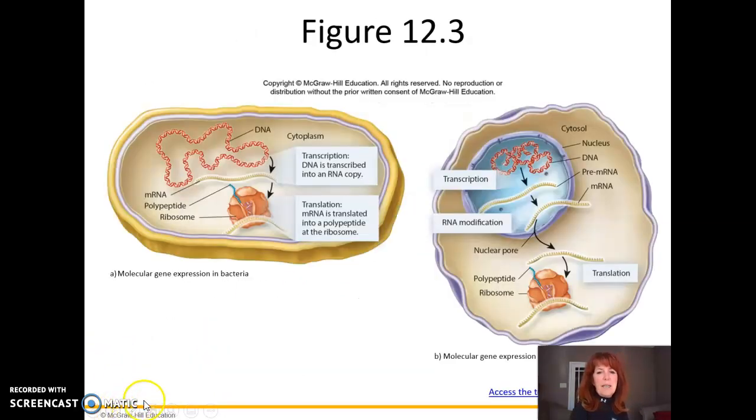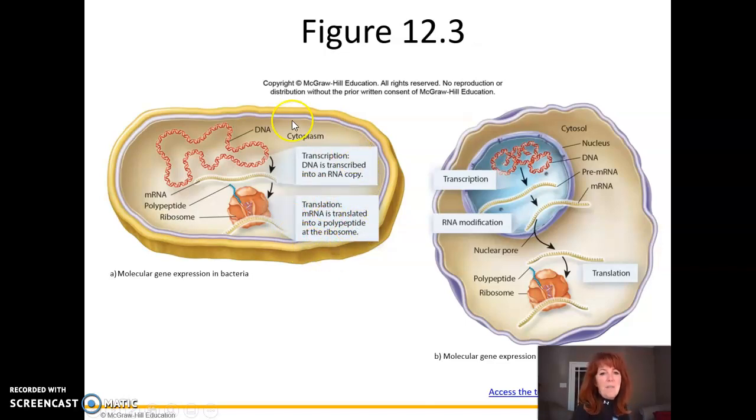If you take a look inside the cell at where these things are happening, this is a bacterial cell. Let's just take a look at this one in particular. Here's the DNA, here is the RNA, and the RNA is then used to make a protein. So this little blue part here is a protein. It's called a polypeptide. That's just a small piece of a protein. So the process here of moving from DNA to RNA is called transcription. The process of moving from RNA to a protein is called translation.